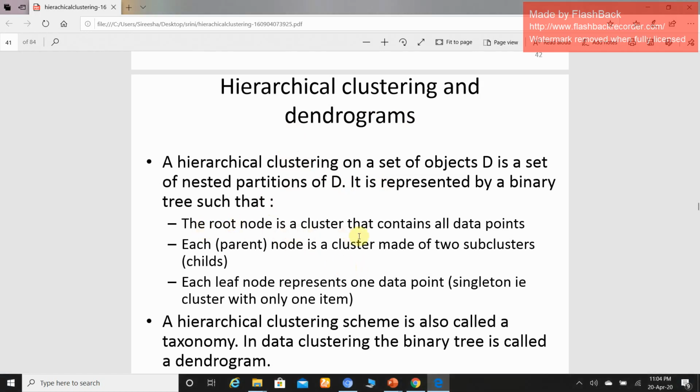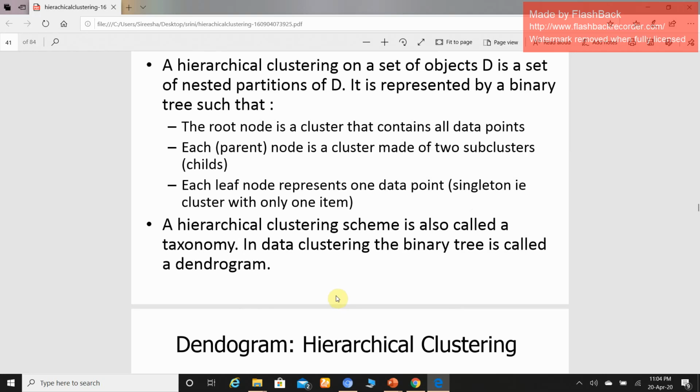The root node is a cluster that contains all the data points. Each parent node is a cluster made of two subclusters, its children. Each leaf node represents one data point, a singleton, that is a cluster with only one item. So a hierarchical clustering scheme is also called a taxonomy. In data clustering, the binary tree is called a dendrogram.